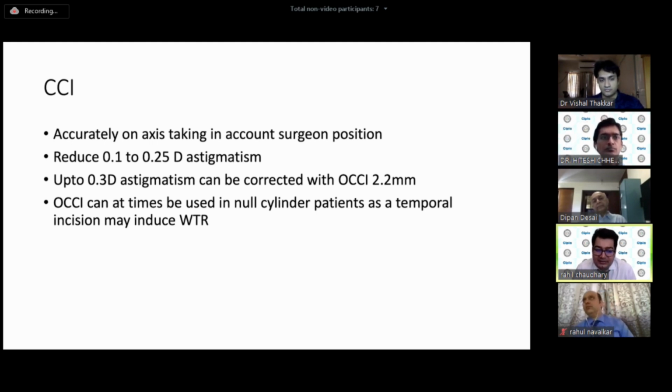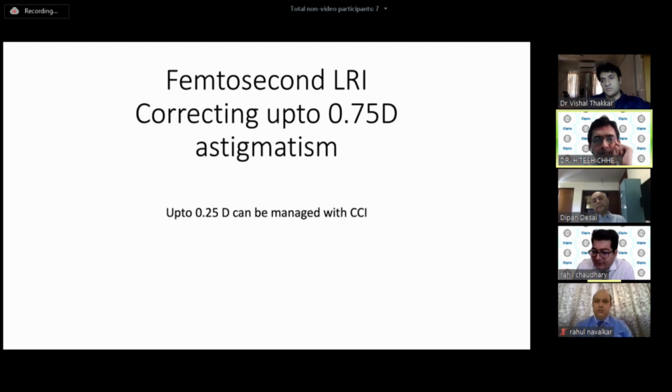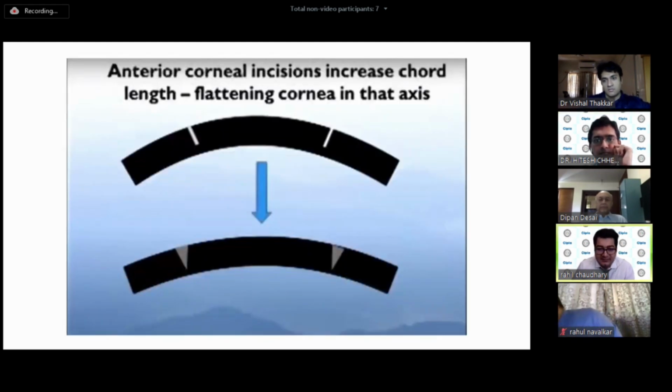And up to 0.3 diopter astigmatism can be corrected with OCCI of an incision size of 2.2 millimeters. And OCCIs, opposite corneal incisions, can also at times be used with patients having null cylinders, as a temporal incision will induce some kind of with-the-rule astigmatism. So basically, femtosecond LRIs or AKs are used to correct astigmatism up to 0.75 diopters, in which 0.25 diopters can be managed with the use of CCIs.